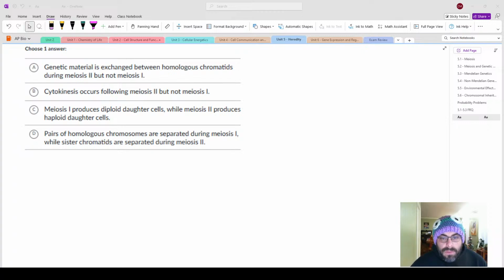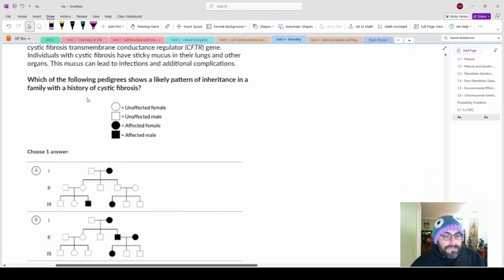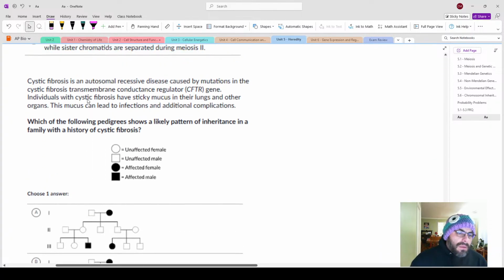Moving on. Oh, here's a nice pedigree problem. Let's look. Some of these you guys have seen before, I'm sure, but whatever. Hopefully this is still helpful. Okay. Cystic fibrosis, autosomal recessive, caused by mutations in the CFTR gene. Which of the following pedigrees shows the likely pattern of inheritance in a family with cystic fibrosis?